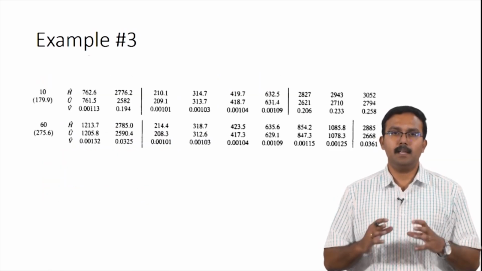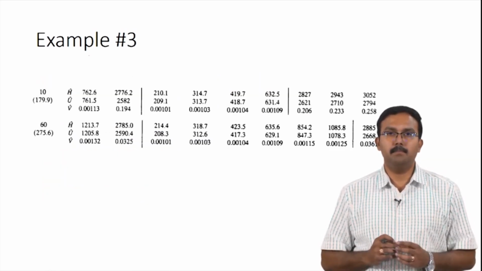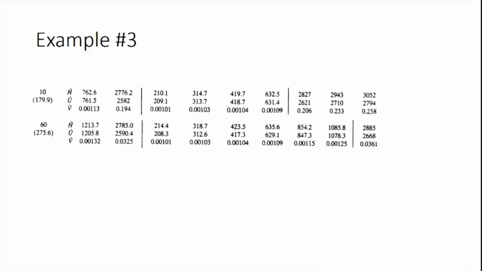What I have done here is take out the relevant portion of the steam tables for performing the calculations. The values we have here are pressure in bar and the saturation temperature in degrees Celsius. These are saturated water values and these are saturated steam values, and this is for 50 degrees Celsius, 75 degrees Celsius, 100 degrees Celsius, 150 degrees Celsius, 200 degrees Celsius, 250 degrees Celsius and 300 degrees Celsius.